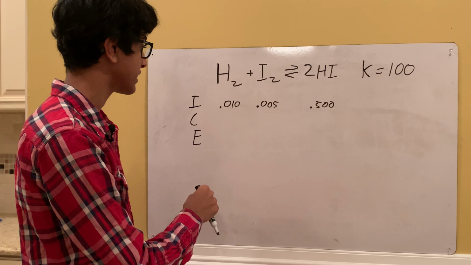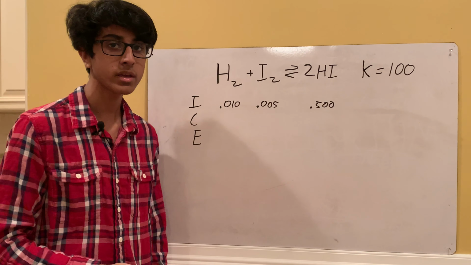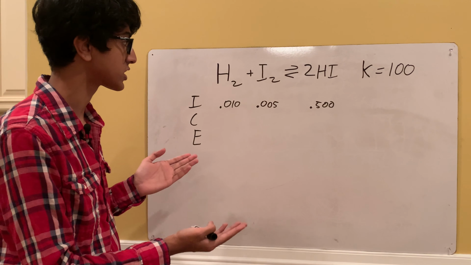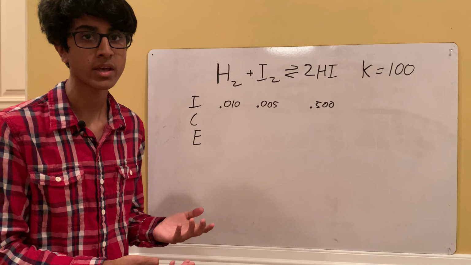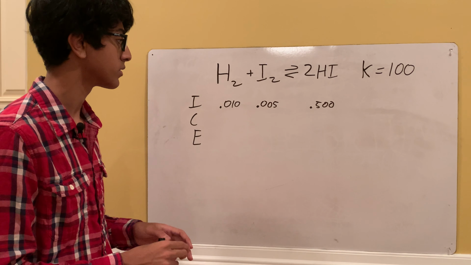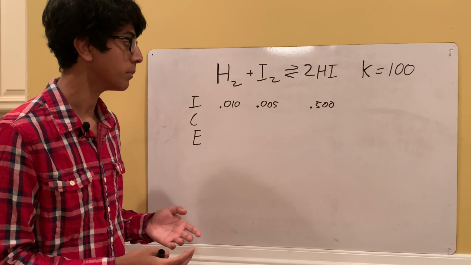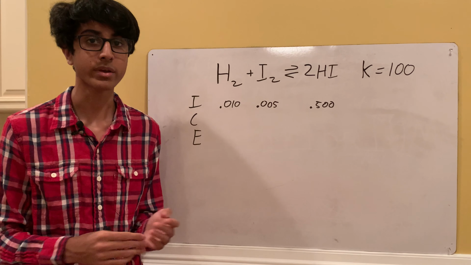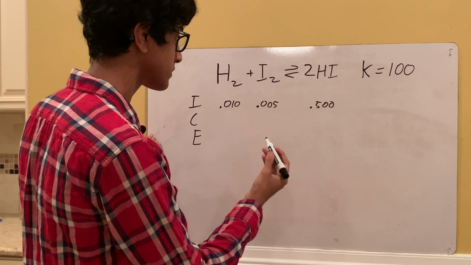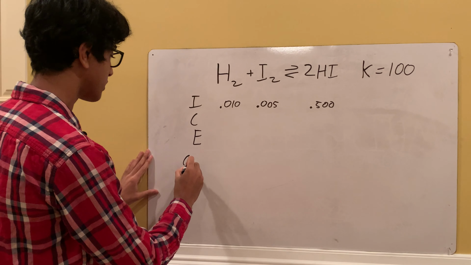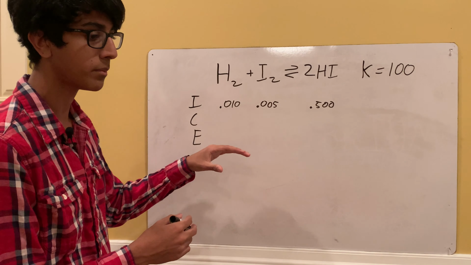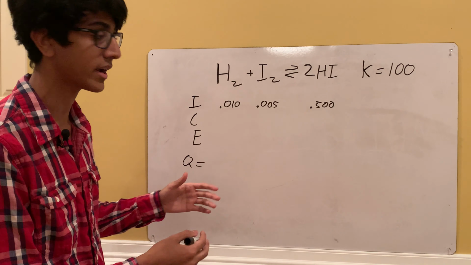And now we're going to have to find the change. And before we write down the change, we have to find which way this reaction is going to be shifting. And the way we do that is by calculating Q, which is basically finding the equilibrium constant, but using the initial concentrations, so we can find which way the reaction is going to shift. So we know Q. I'm going to do it over here.